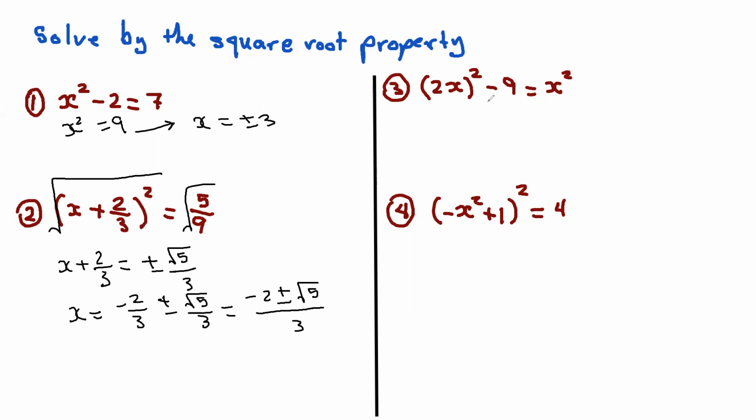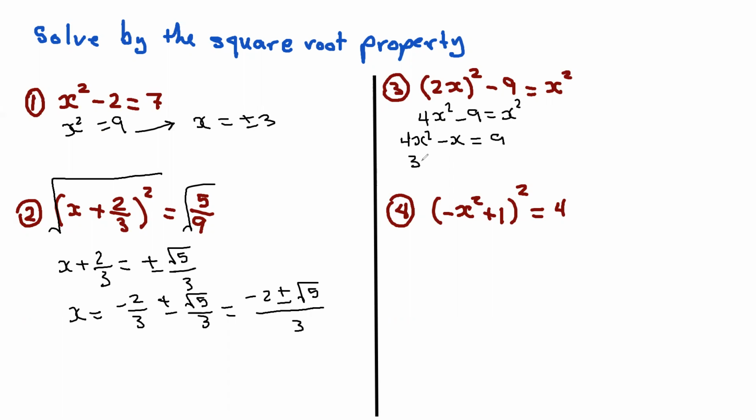The third one, we have to do a little bit of simplifying first before we could use the square root property. So the first thing, I'm going to square both of these, and here I'm going to get 2 squared is 4, and the x squared just gives me x squared. 4x squared minus 9 equals x squared. I'm going to move the -9 to the other side, changes to +9, and I'm moving the x squared to this side, it becomes minus x squared.